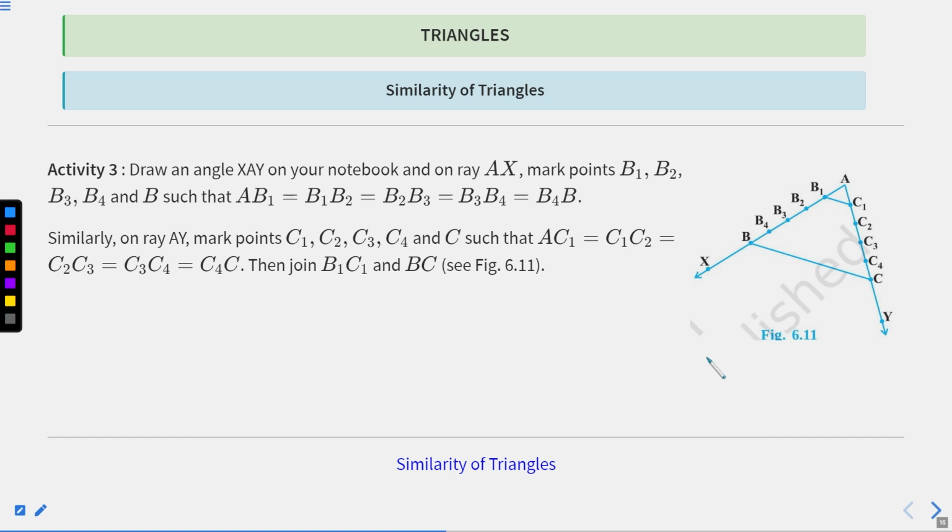So basically we draw an angle XAY. On ray AX we mark points B1, B2, B3, B4 and B such that AB1 = B1B2 = B2B3 = B3B4 = B4B. Similarly, on ray AY we mark points C1, C2, C3, C4 and C such that AC1 = C1C2 = C2C3 = C3C4 = C4C. And then we join B1C1 and BC.